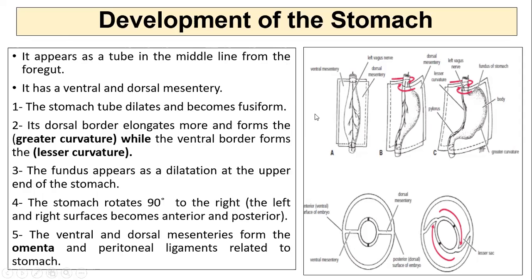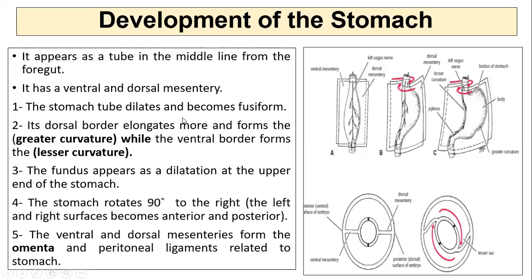It has a ventral and dorsal mesentery. If you see here, it will have a mesentery called the ventral mesentery, that is in front. Ventral means anterior, in the front, and dorsal means posterior. So there are two mesenteries for the stomach. Usually, as we have seen for other parts of the intestine which has a mesentery, it will be just posterior, that is the dorsal mesentery. But in case of the stomach, there is ventral as well as dorsal mesentery initially.